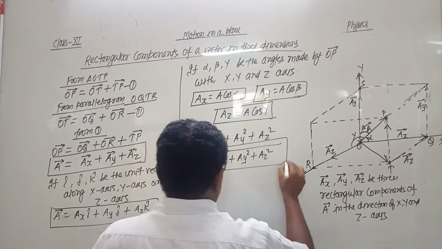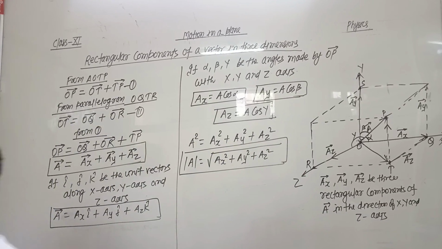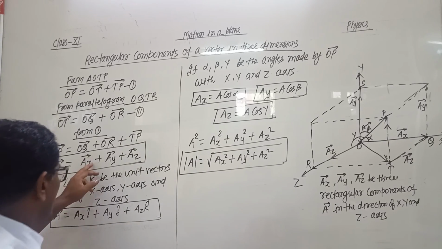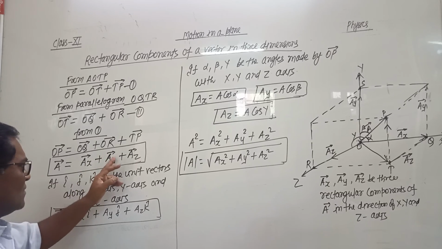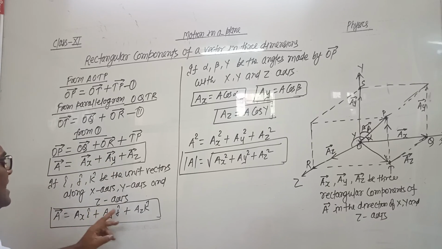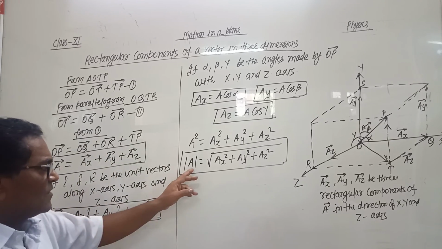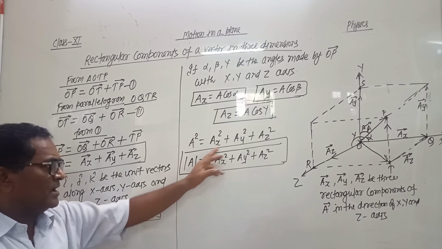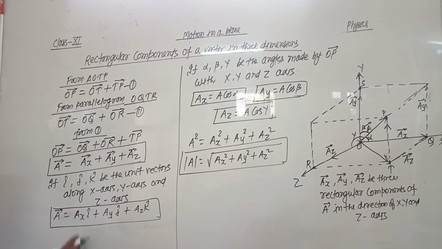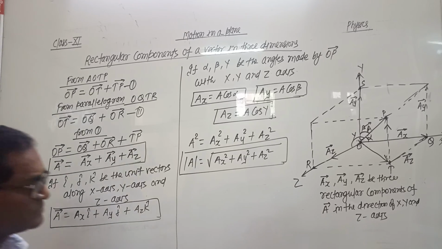So for finding the magnitude, what we do is take the square root of the sum of the squares of the coefficients of i cap, j cap and k cap. For finding the magnitude of A, in a square root, we take the sum of the squares of the coefficients of i cap, j cap and k cap.